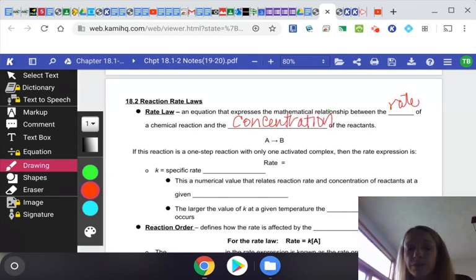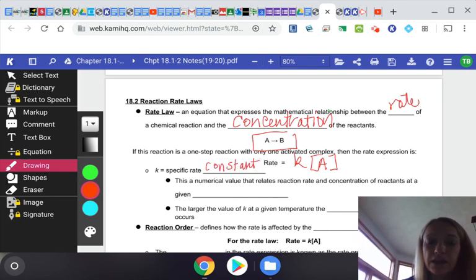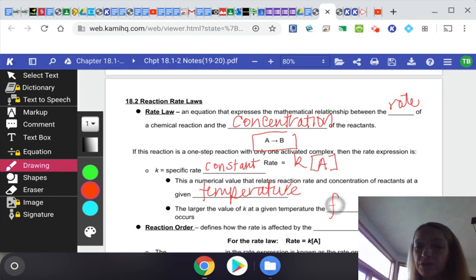If this reaction is a one-step reaction, the reaction that we're looking at here, A turning into B, then the rate expression would be rate equals K times the concentration of A, where K is some sort of specific rate constant. Okay, that is something that you're calculating in your problems. This is a numerical value that relates the reaction rate and concentration of the reactants at a given temperature. The larger the value of K at a given temperature, the faster the reaction is going to occur.